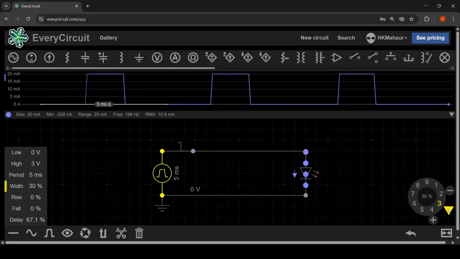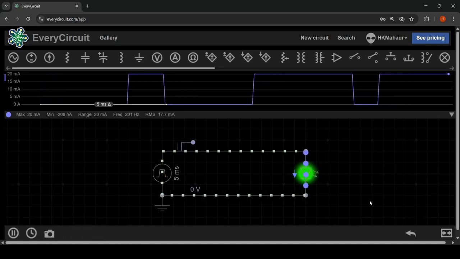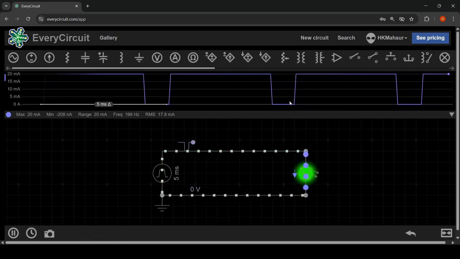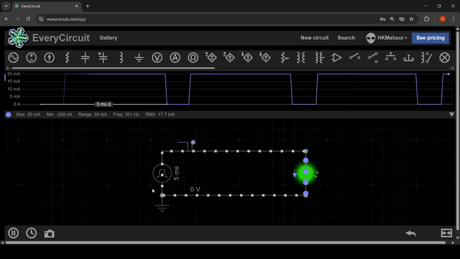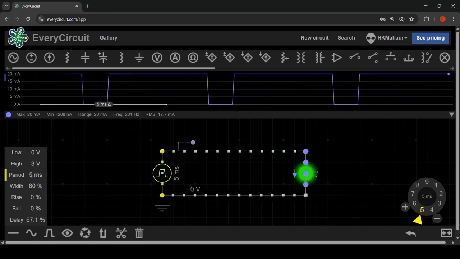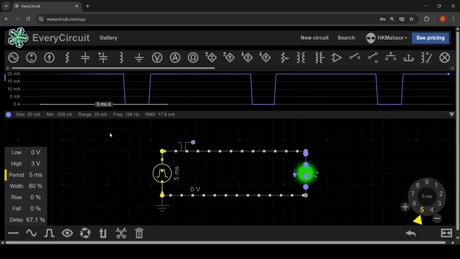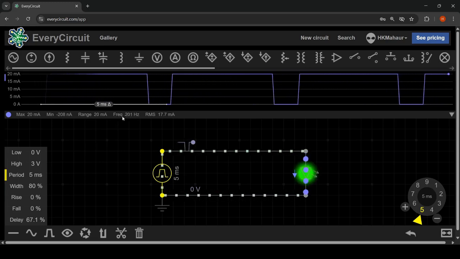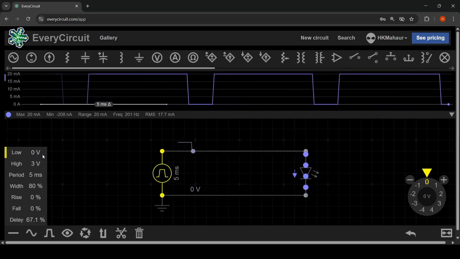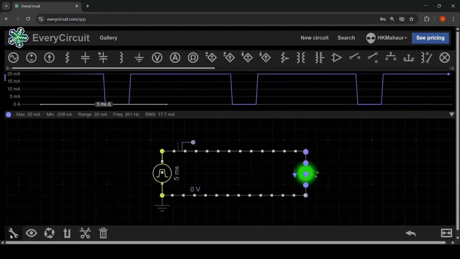Now let us try to change the width of the signal. Let us change it to 80%. Now you can see the changes. For 80% of the time the signal is in the on state, and for 20% of the time the signal is in the off state. For this circuit I am using a period of 5 milliseconds, so the frequency comes out to be 1 divided by 5 milliseconds, that means 200 hertz. Here you can see the frequency is around 200 hertz. The highest voltage is 3 volts and the lowest voltage is 0 volts, so the signal varies between 0 volts and 3 volts.